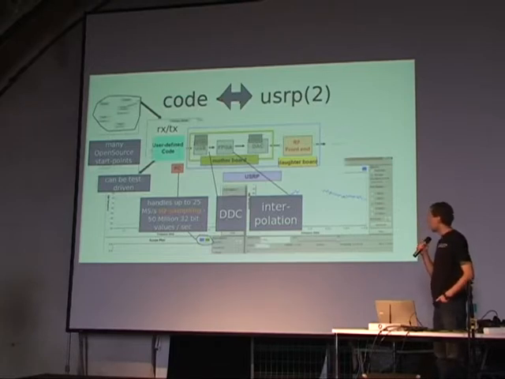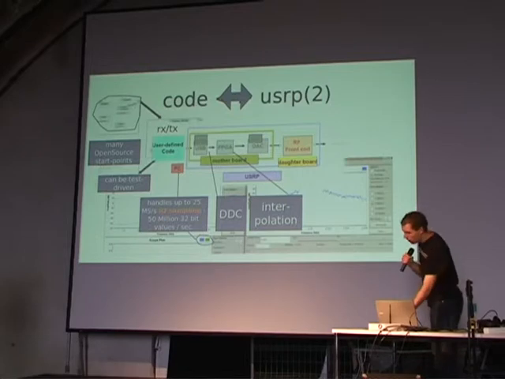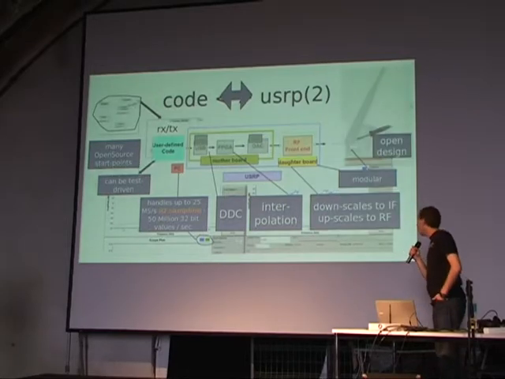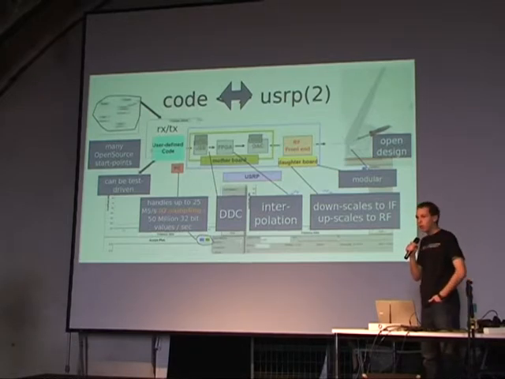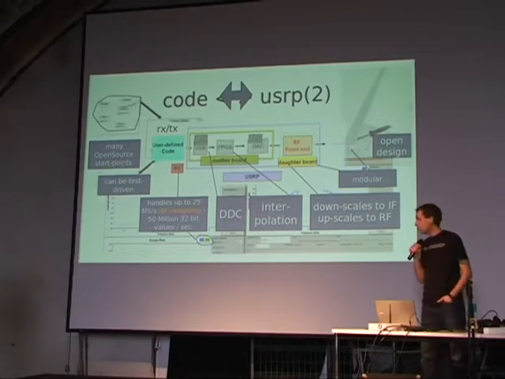The FPGA handles interpolation, and the daughter board downscales to IF and upscales to RF. It's a modular approach, and it's a relatively open design, so you can create your own daughter boards if you're interested in that. The schematics are open enough so that you can do this.